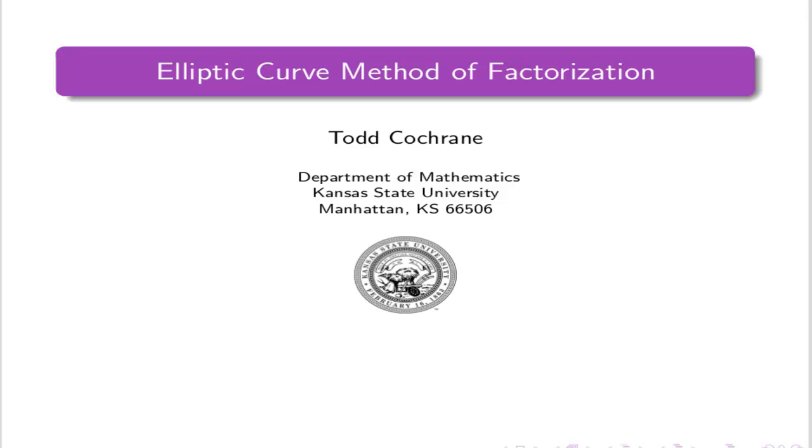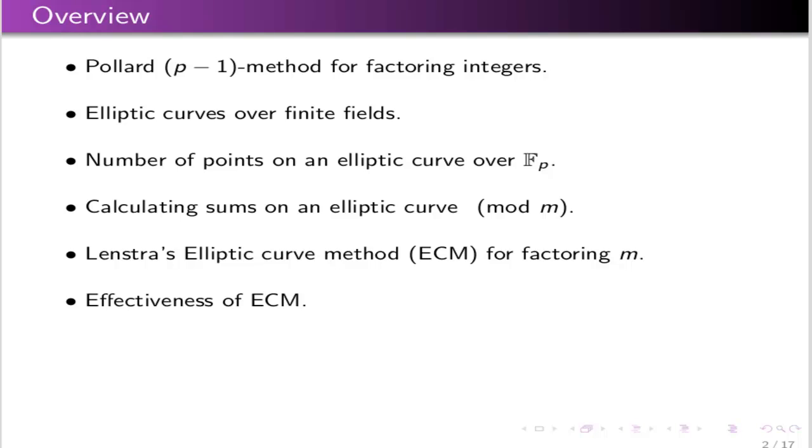All right, let's talk about the elliptic curve method of factoring whole numbers. So I'm going to start with the Pollard P-1 method. This is a different method of factoring integers that the elliptic curve method is based on. Then we're going to be working with elliptic curves over finite fields. I want to talk briefly about that.